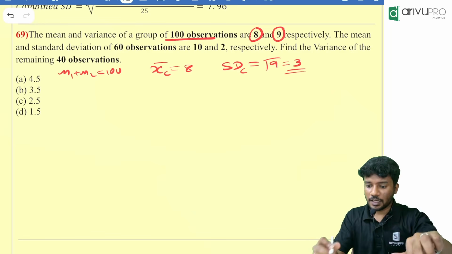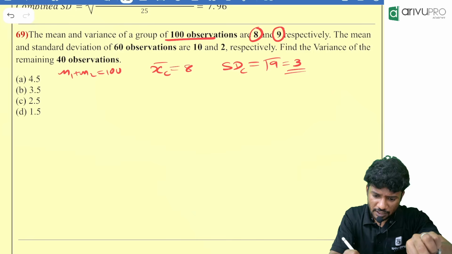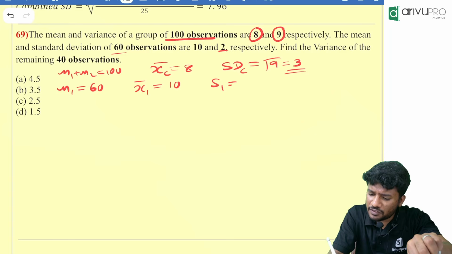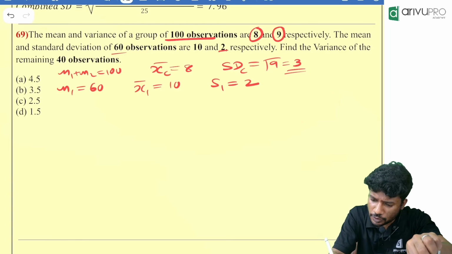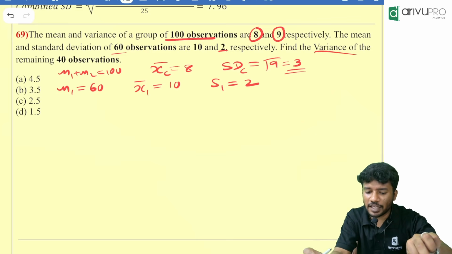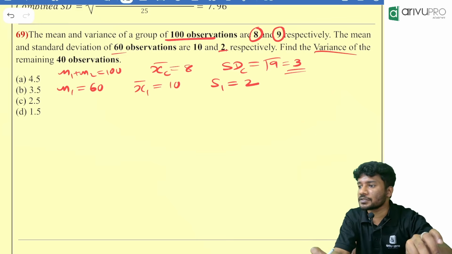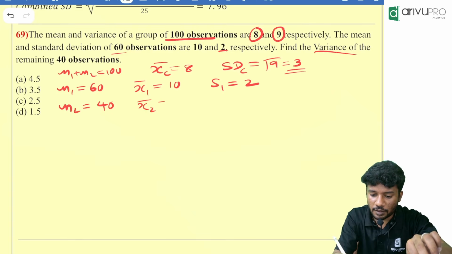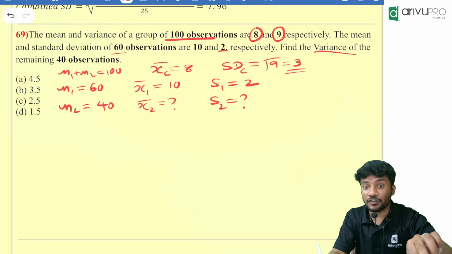That is given. The mean and standard deviation of 60 observations: N1 is equal to 60, X1 bar is equal to 10, then the standard deviation of the first set is equal to 2. That is also given. Then they are asking to find the variance of the remaining 40. That means N2 is equal to 40. Do we have X2 bar? No. Do we have S2? No, we need to find that also.